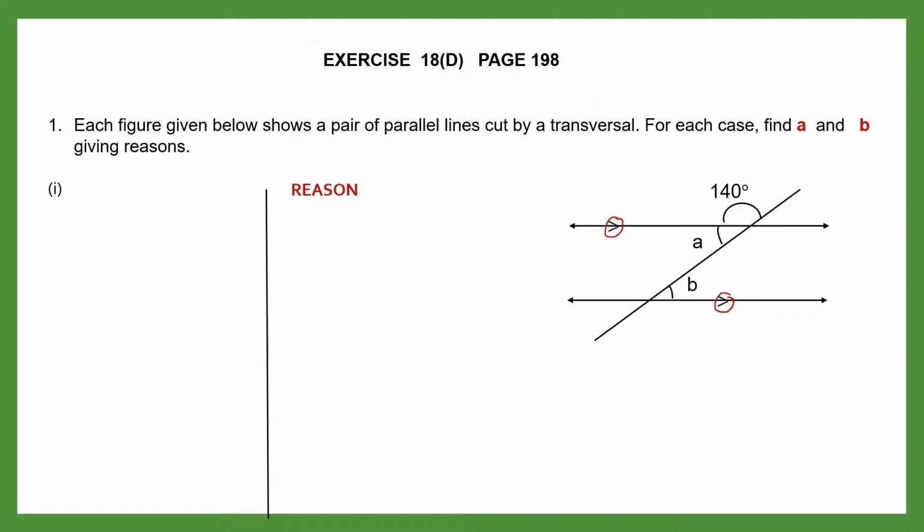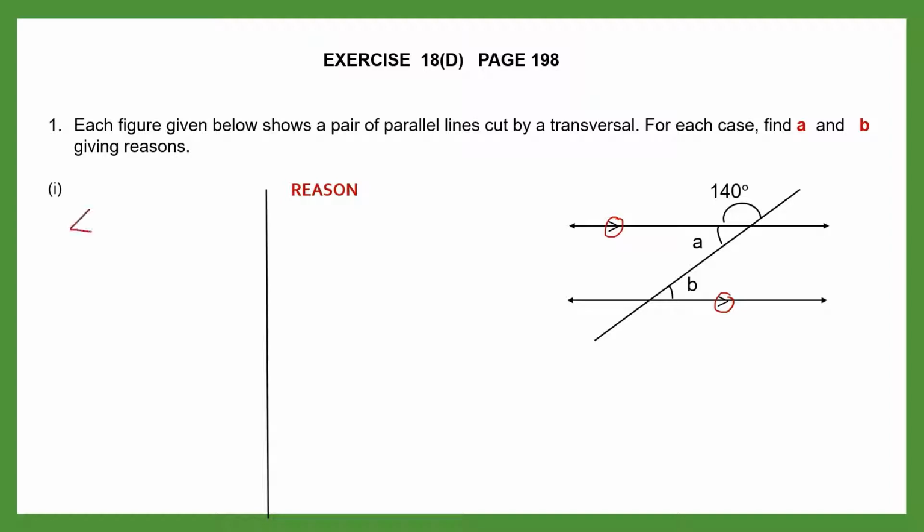Now whenever you have to find one unknown angle, look at an angle whose value is already given and see if there is any relation between the unknown angle and the angle whose value is already given. So in this case, let's see if there is any relation between A and 140 degrees. If you look carefully, you can see that these two angles are on the same straight line. They are adjacent angles on a straight line. That means they should equal 180 degrees.